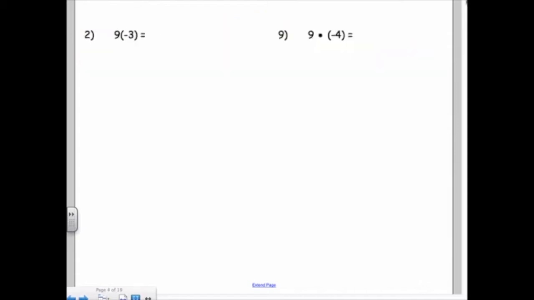Okay, so for now, for 2 and 9, do it on your own. So hit pause, try it on your own first, then hit the unpause button, and then see if your answer is correct. These two I'm going to go a little bit faster, so you should pause right now.